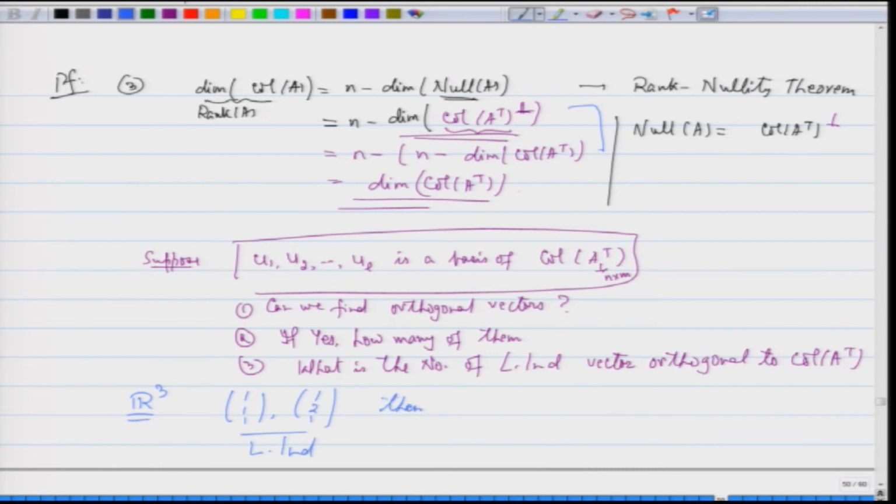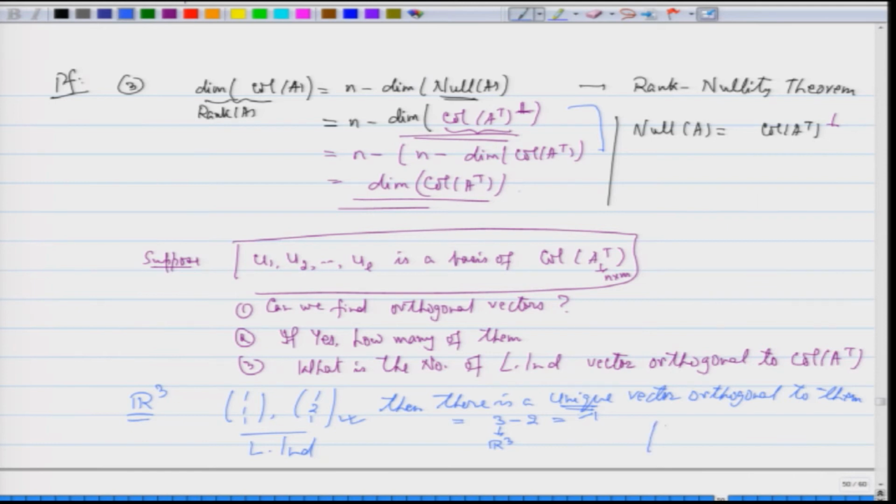Then there is a unique vector orthogonal to them. We are saying that this is unique, meaning there is only one. So it is 3 minus 2: 3 is the dimension of R3 and 2 is the number of vectors that we are giving here. So this is what we get, 1.